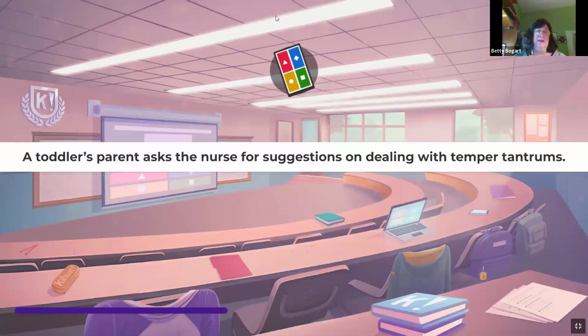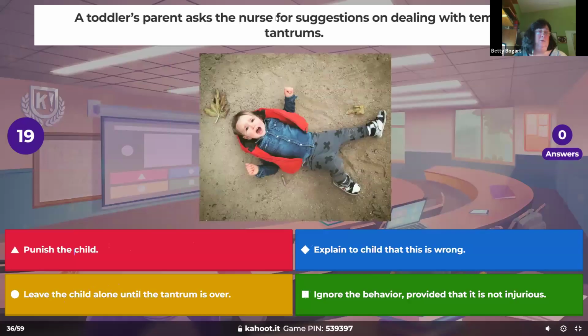A toddler's parent asked the nurse for suggestions on dealing with temper tantrums. What do you tell them?